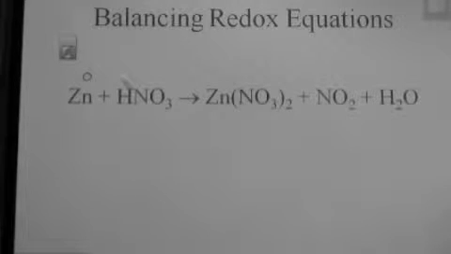So hydrogen here is in group 1A. So we know hydrogen here is going to be a +1. We know oxygen usually exhibits a -2, unless it's in a peroxide, then it would be a -1. But most of the time it exhibits a -2 charge.